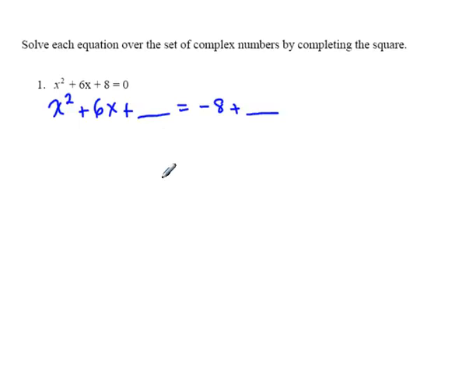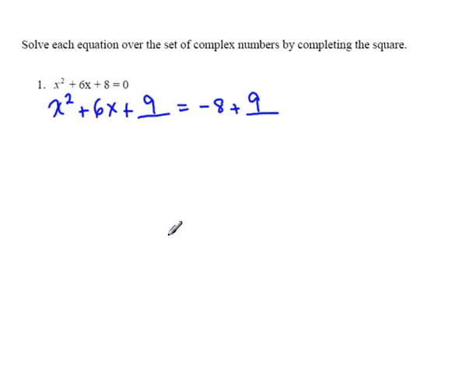That means fill in the blank. We do that by taking half of the linear term. The linear term is the term with the x to the first power. So half of 6 is 3. 3 squared is 9. So whatever number I added to this side, I must add to that side.